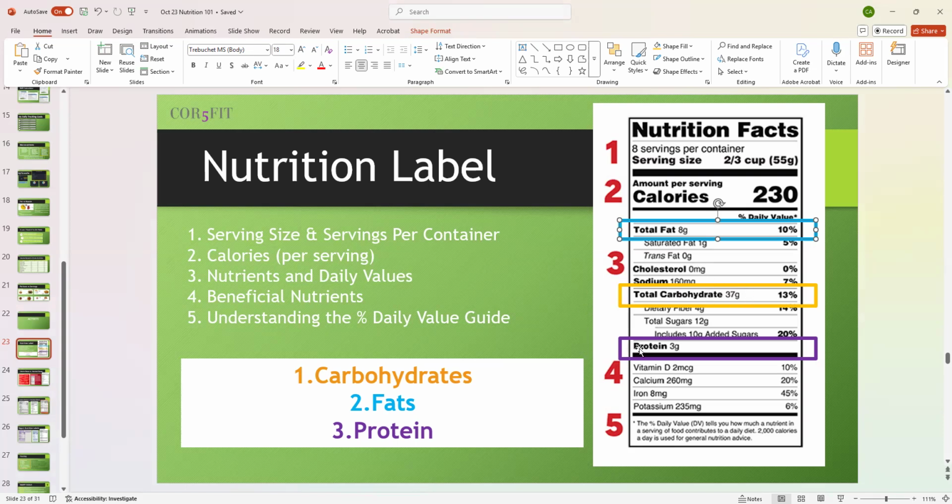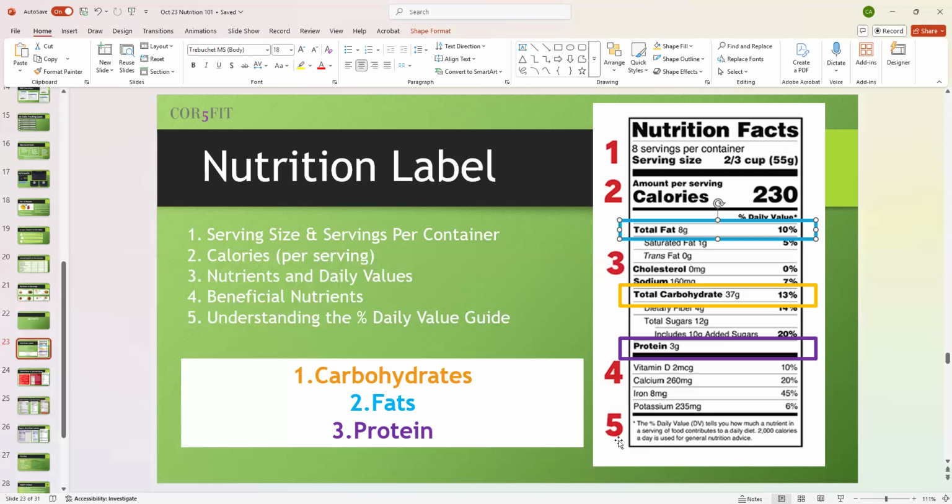And last on the label will be your protein. In this case, it's 3 grams of protein per serving. So if we were to eat the whole container, we would have 24 grams of protein in what we ate. The additional one down here, number 4, is your beneficial nutrients. So these are the other things, your vitamin D, calcium, vitamin C, if there are any, and that is what comes down into this section.